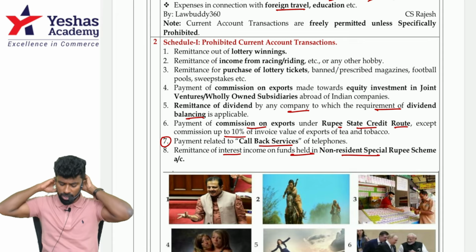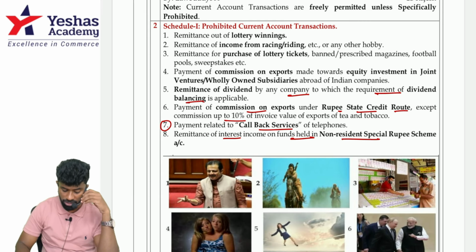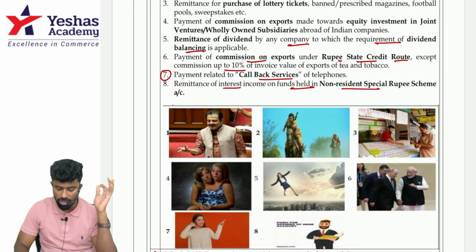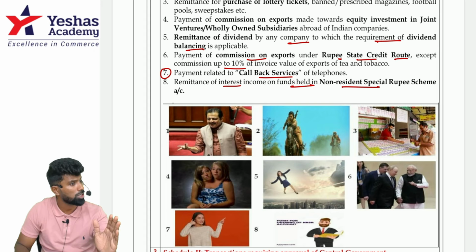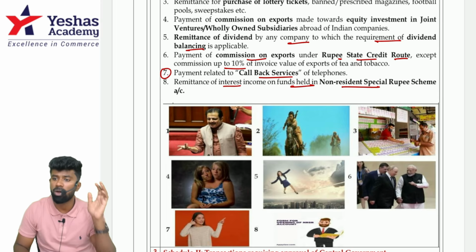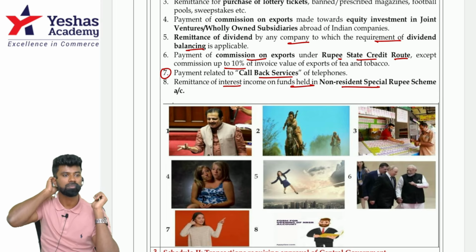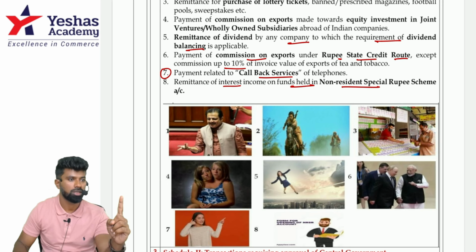Eighth one, remittance of interest income on the funds held in the non-resident special rupee scheme. These are the prohibited current account transactions as per Schedule 1 of the rules.